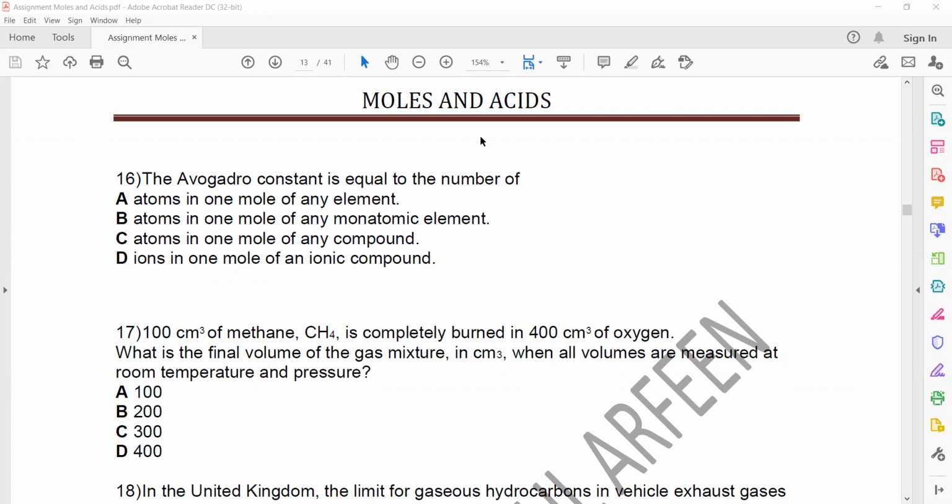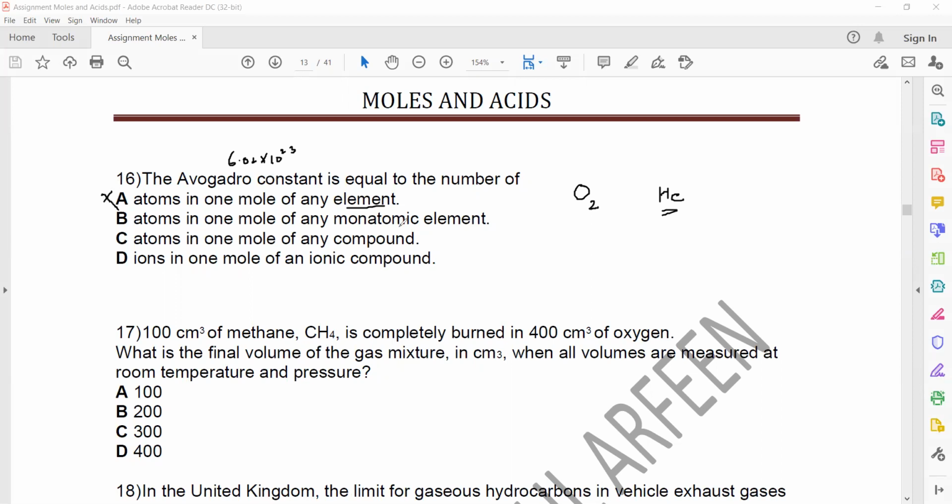So, in the first question, Avogadro constant is equal to the number of... So, how can we work out the Avogadro constant? Avogadro constant means 6 exponent 23, or 6.02 into 10 to power 23. That's the Avogadro constant. Option A: atoms in 1 mole of any element. That will not be true because some of the elements are diatomic, some of the elements are monoatomic. So it is true for monoatomic, but it is not true for diatomic, because in diatomic the number of atoms will be twice as compared to the number of molecules. So it cannot be A.